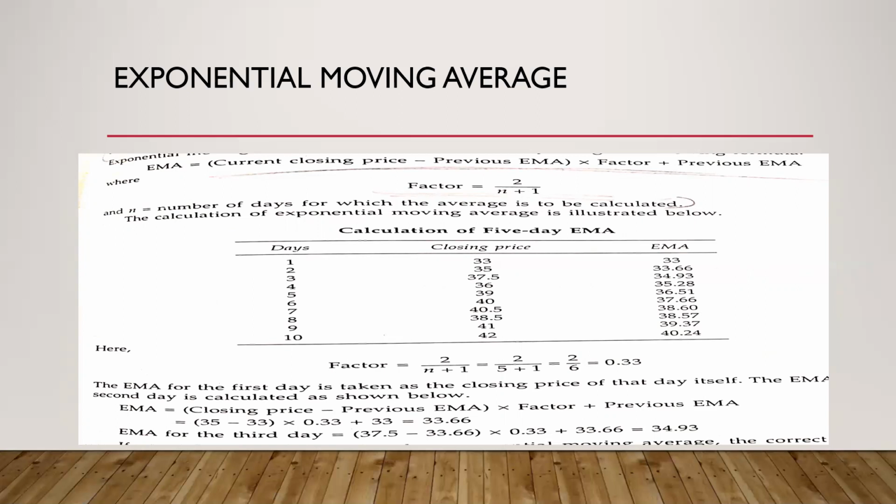Now, in order to calculate the EMA of the next day, the third day, the current price is 37.5 minus the previous EMA, which is 33.66, into the factor, which is 0.33, plus the previous EMA, which is 33.66, will give you 34.93 and so on. In such a way we are going to keep on calculating. If we are calculating the 5-day exponential moving average, the correct EMA will be available from the 6th day onwards.